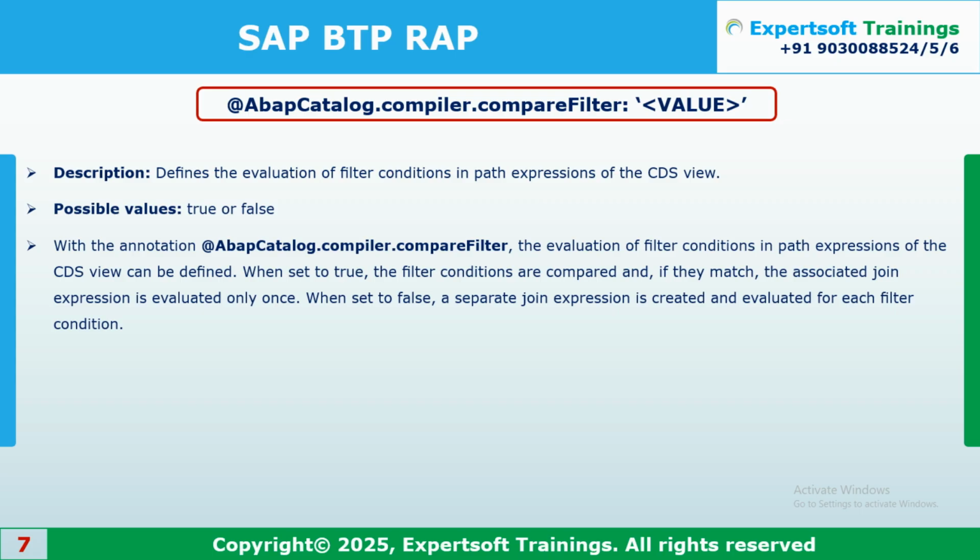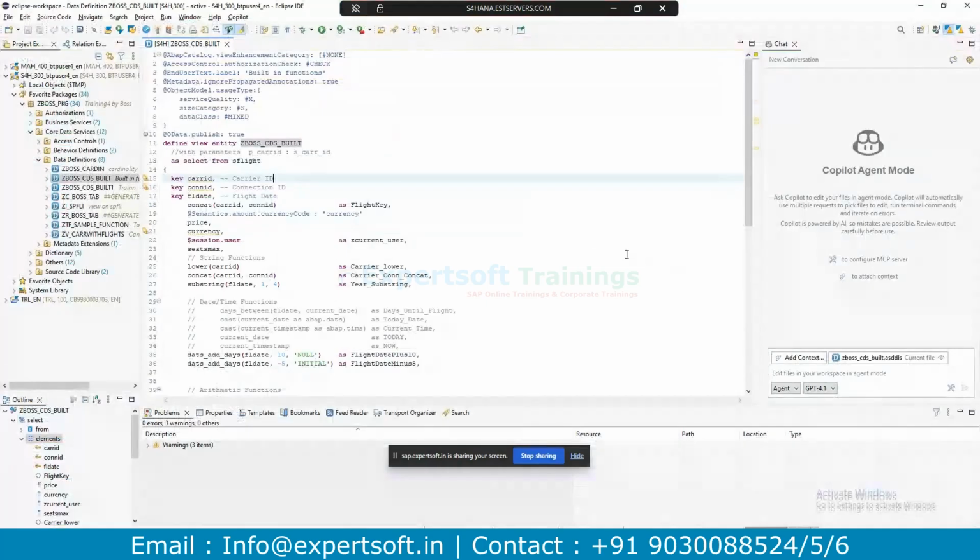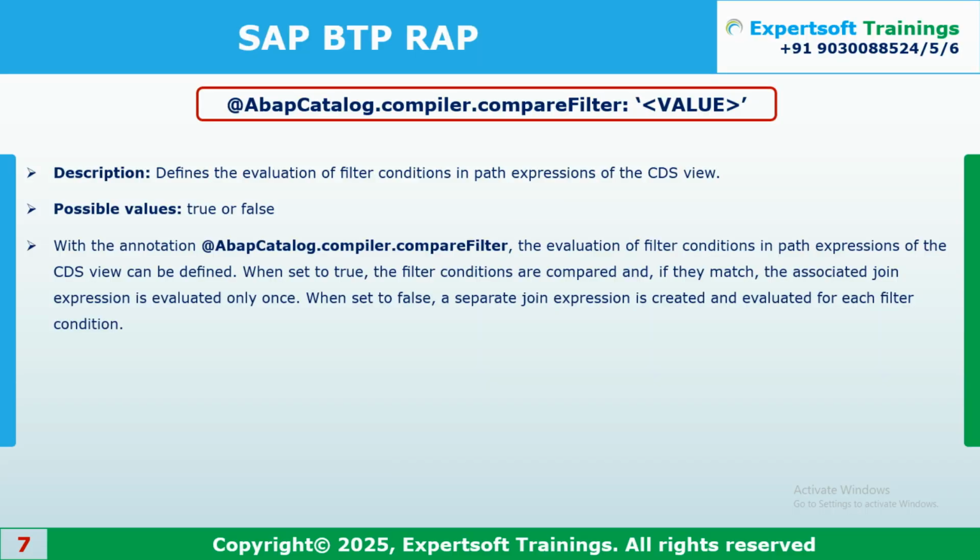So it just adds filter conditions. It is optional, not mandatory to add it on top of the CDS view. It is just to evaluate. If it is set to true, it compares the associated join, and if the join condition matches, it will show the records. If not, it will not show the record. It's not very useful in our day-to-day work. It's an optional one.